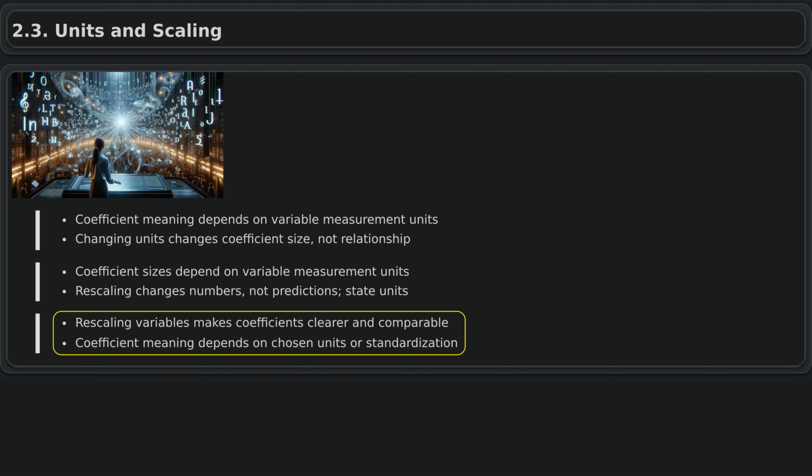Analysts also often standardize predictors so that 1 unit represents 1 standard deviation, which shows how much the outcome changes when moving from average to 1 standard deviation above average. The key idea is to always consider the scale and units of your variables when interpreting regression coefficients.